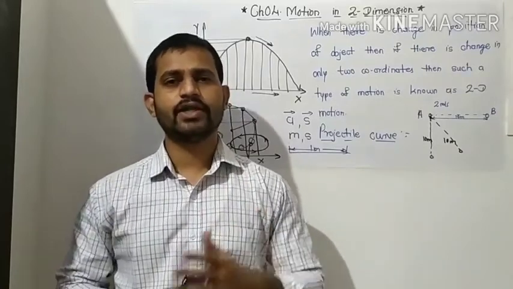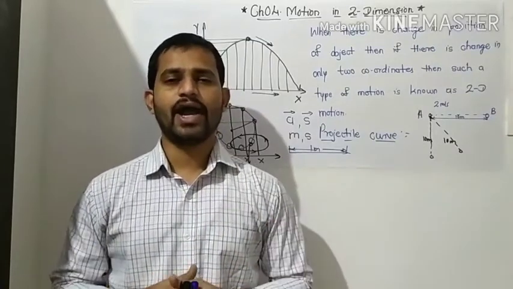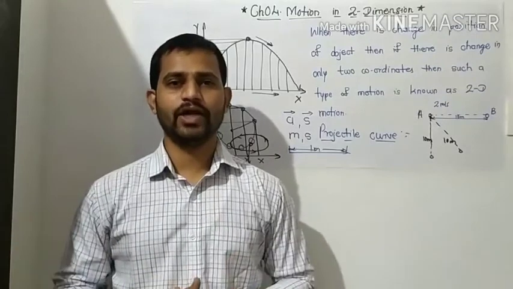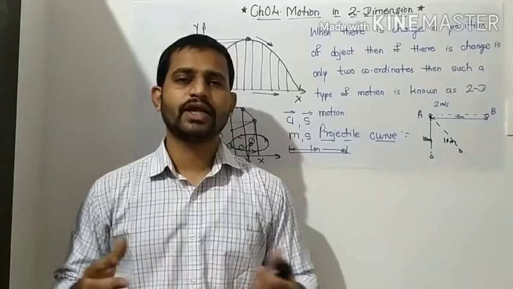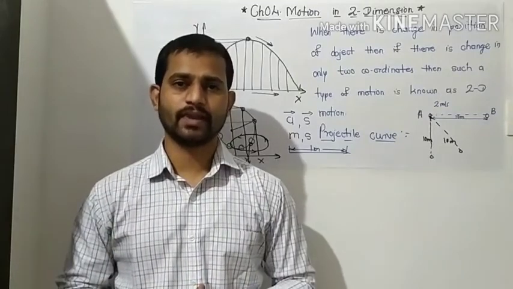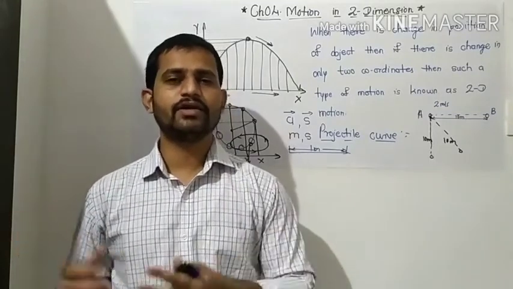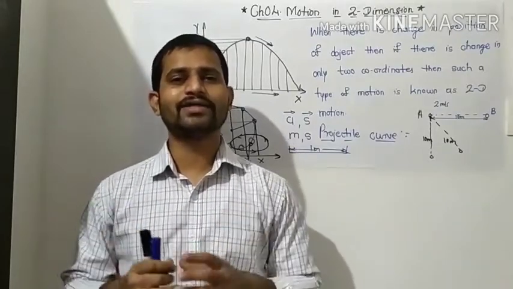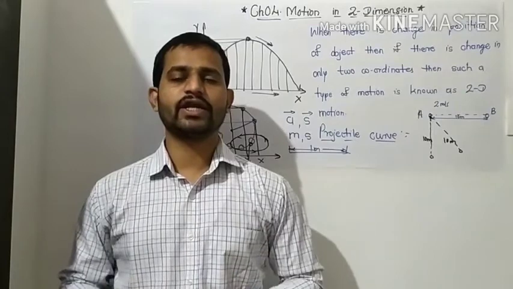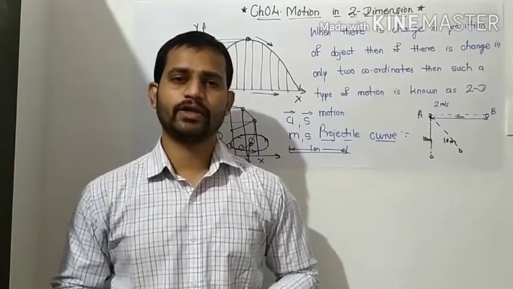That is, we cannot add a displacement vector and a velocity vector, because they are of different nature. The displacement and the velocity are two different physical quantities. We cannot add these two physical quantities even though both are vector quantities.